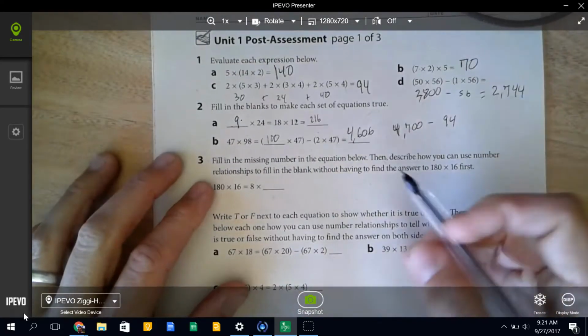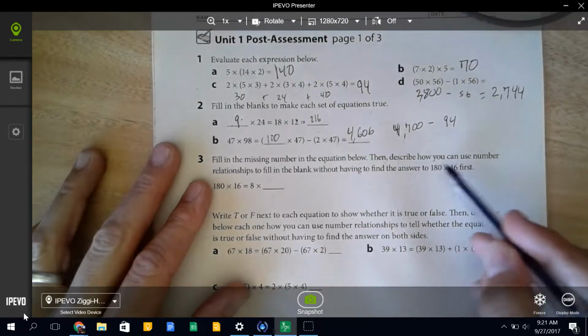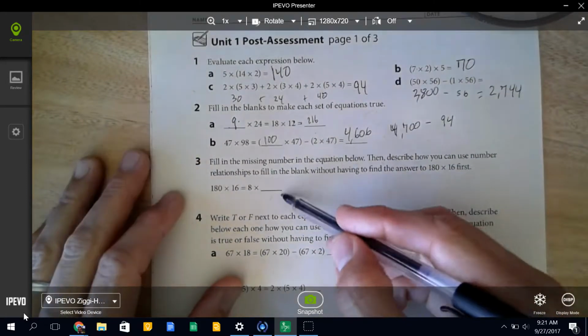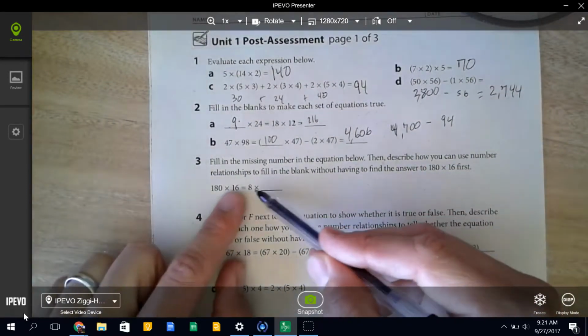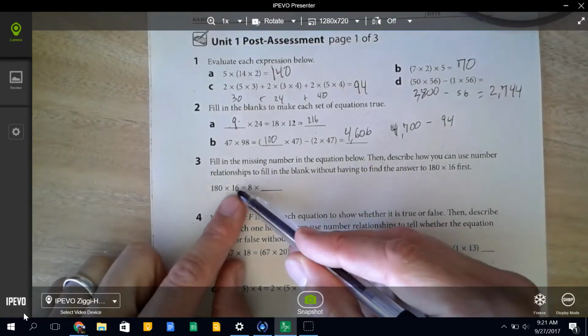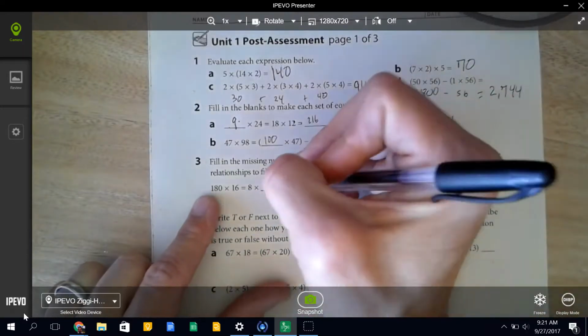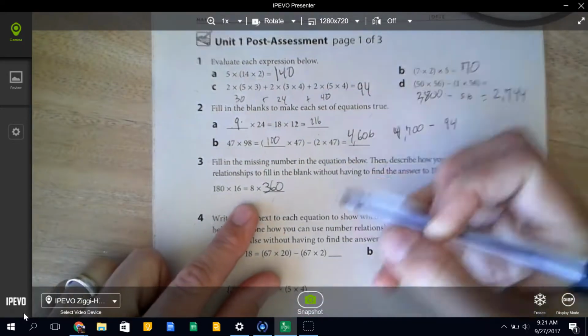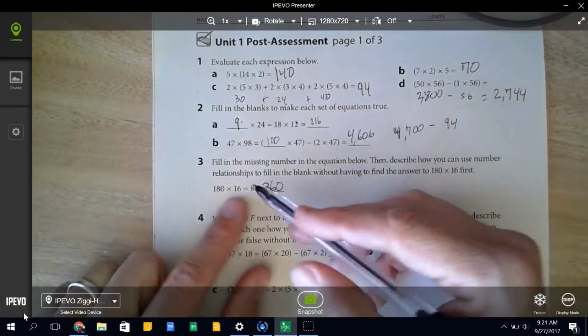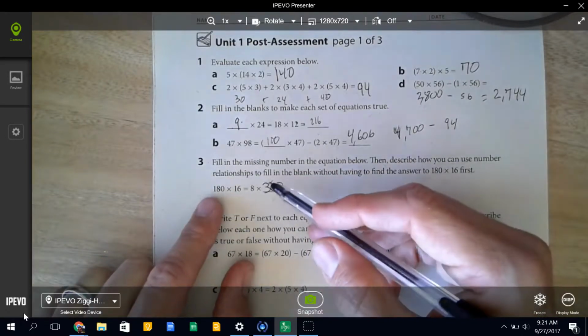Okay. Fill in the missing number in the equation, then describe. Some of you aren't describing. Some of you just write an answer down. So here it's that half and double relationship. So I see 16 and 8. This relationship is half, so I know I'm going to have to double 180. Some of you halved it twice. 8 times 90 could not equal 16 times 180.